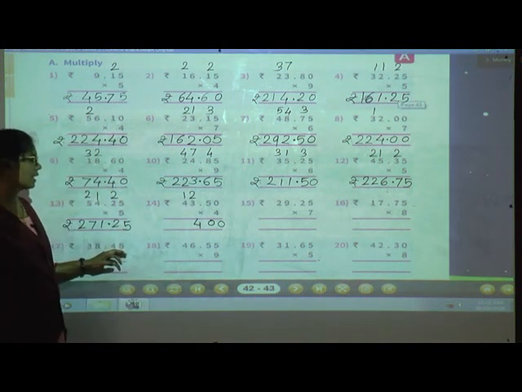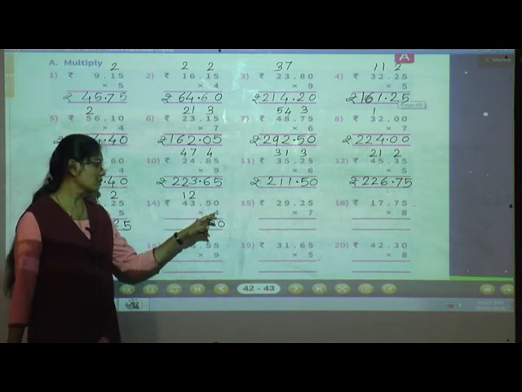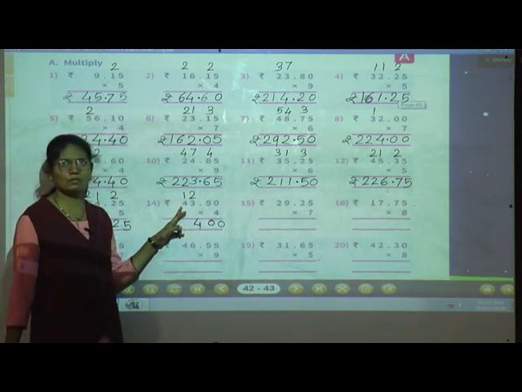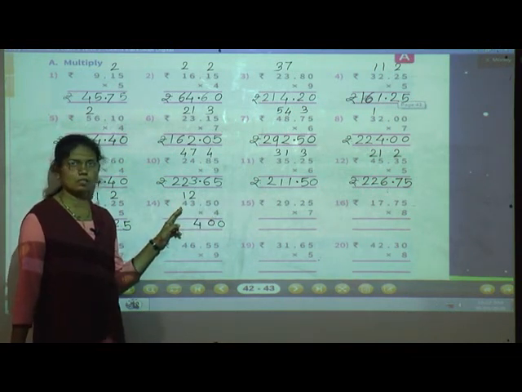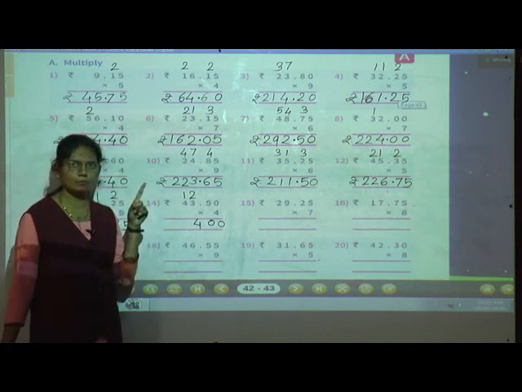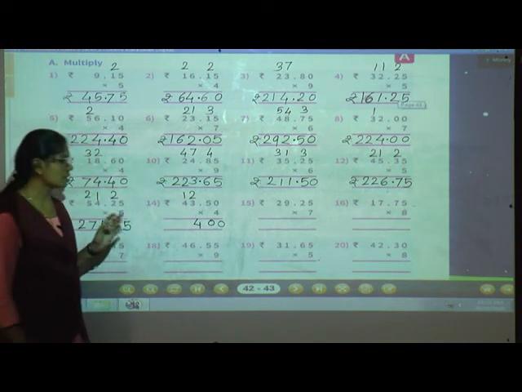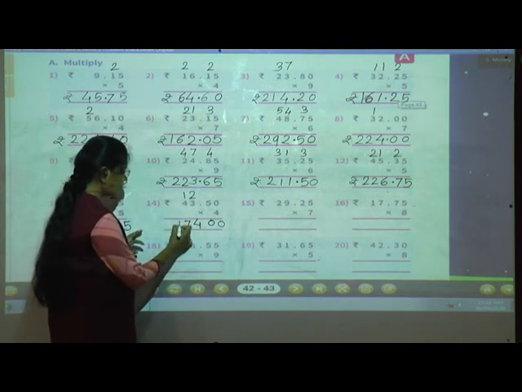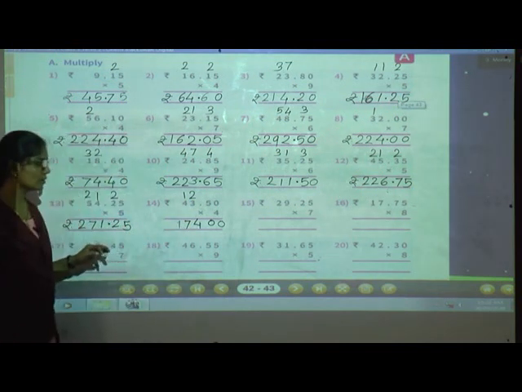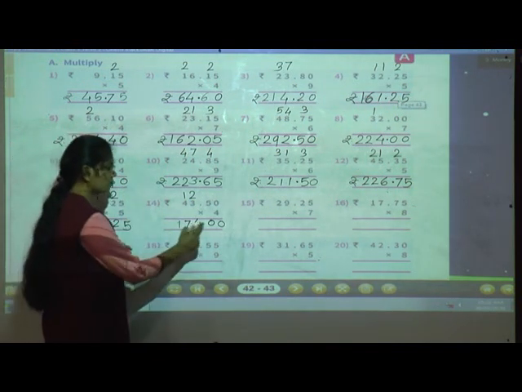Okay. Next, what you are going to do? 4 into 4. 4 4s are 16. In 16 we have to add 1. So 16 plus 1, 17. So write here 17. Okay. Now give a dot. Yes, from the right side before second digit.